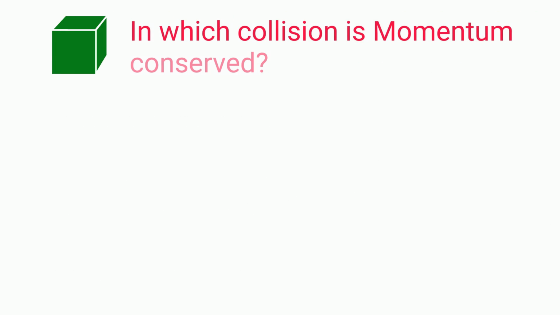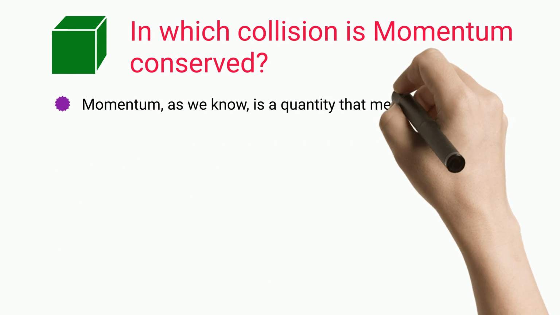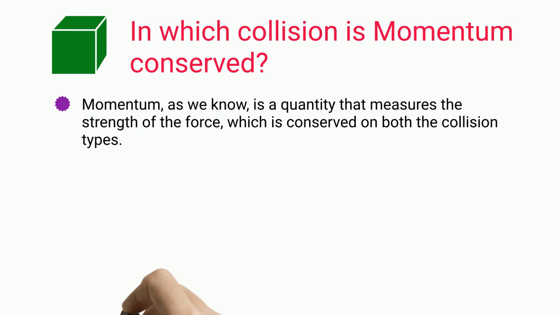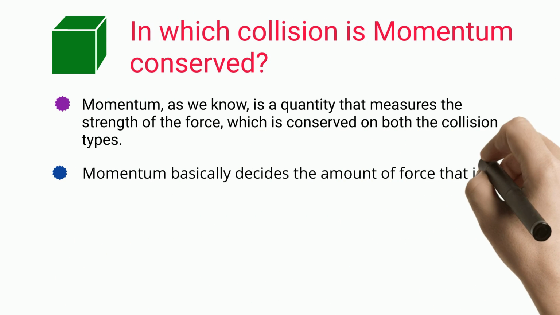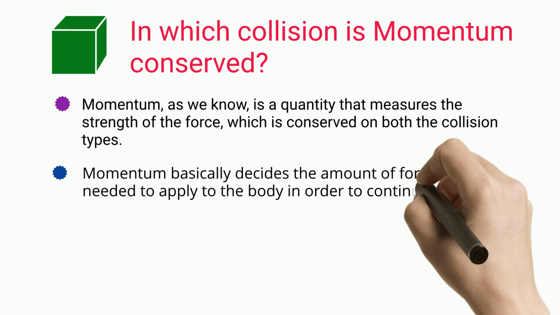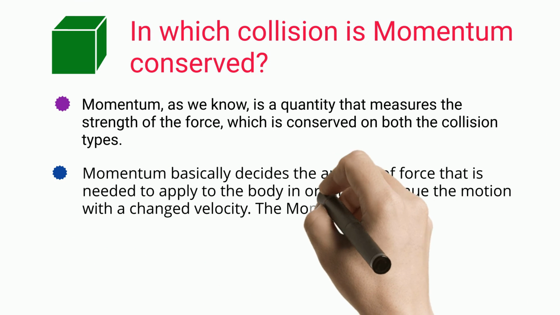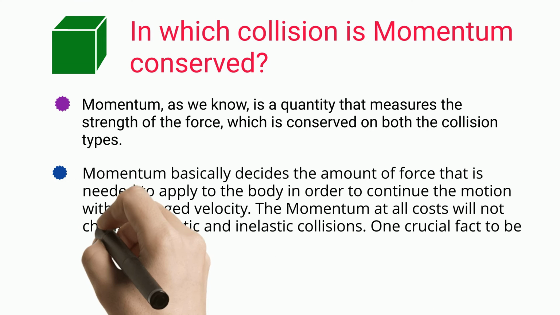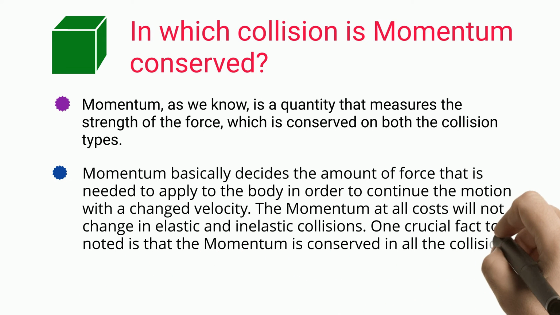In which collision is momentum conserved? Momentum, as we know, is a quantity that measures the strength of the force, which is conserved in both collision types. Momentum basically decides the amount of force that is needed to apply to the body in order to continue the motion with a changed velocity. The momentum will not change in elastic and inelastic collisions.